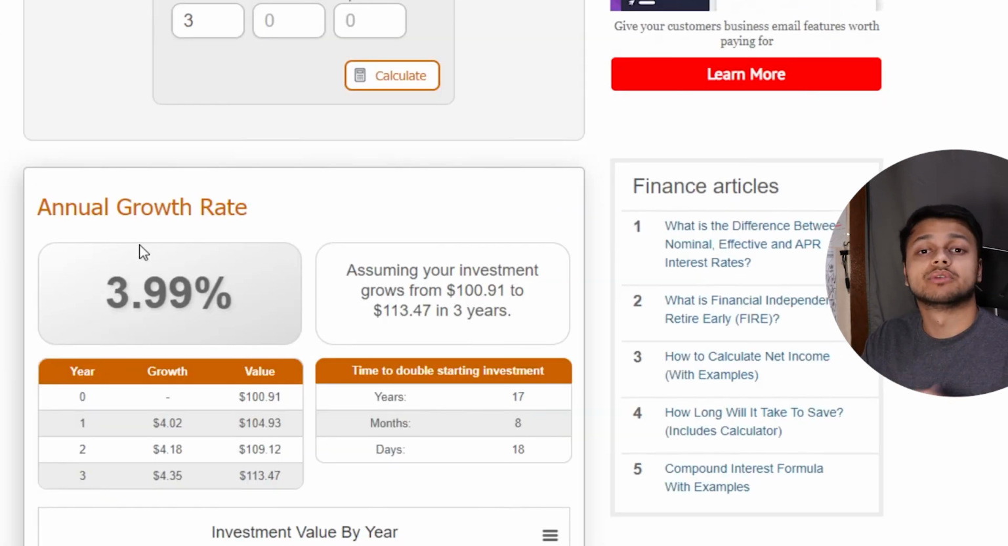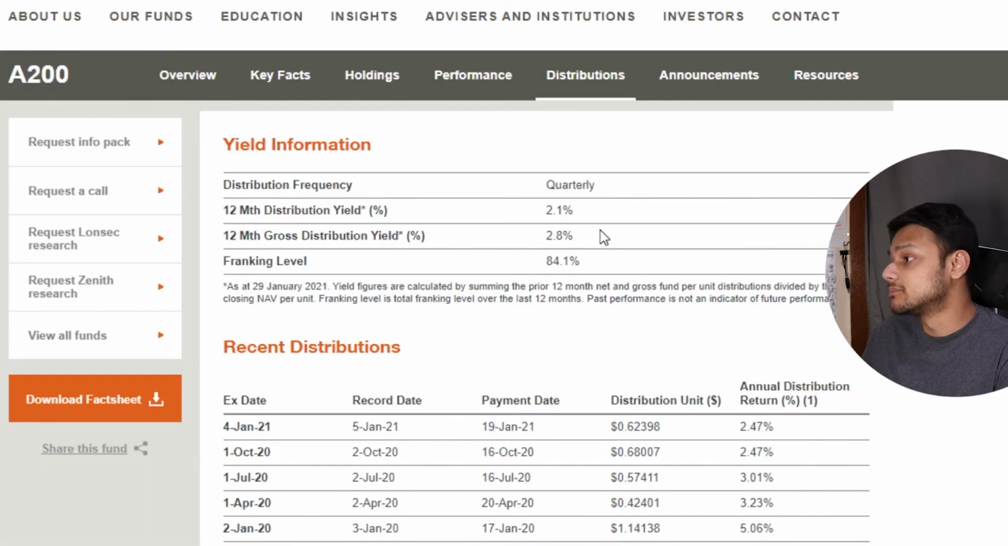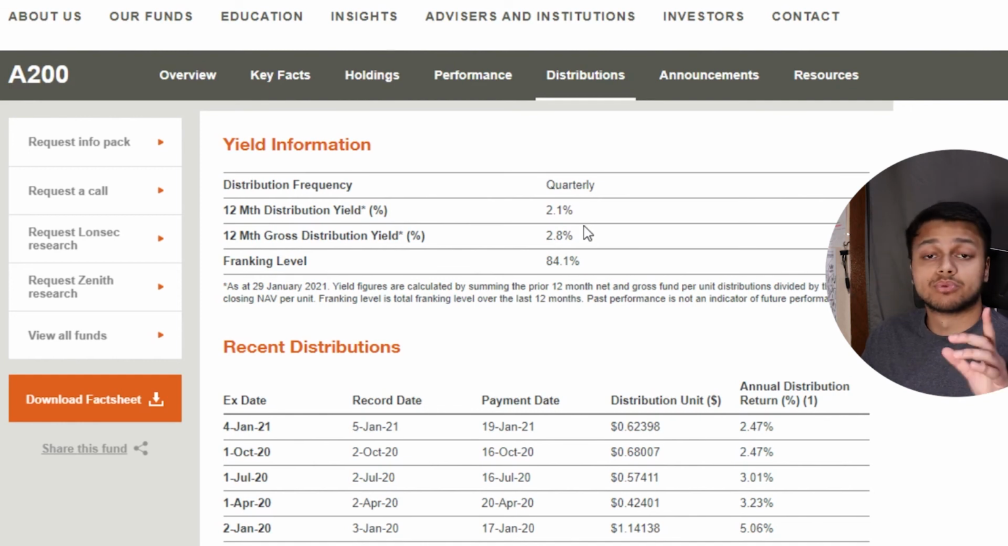So this return that we calculated was only 4%, and this doesn't actually include the quarterly dividends that we spoke about earlier. So if you add in the capital gain plus the dividend, your return will be higher. And here we've got the 12-month distribution yield, which is somewhere around 2.1%. It's important to also note that ASX has one of the highest dividend yields in the entire world. In fact, it's more than America, so generally speaking, you will get a higher dividend yield in Australia.